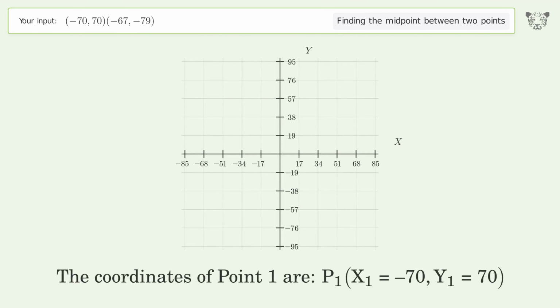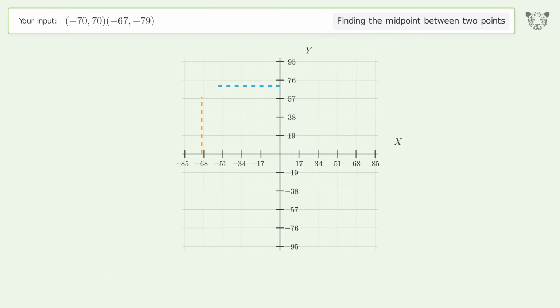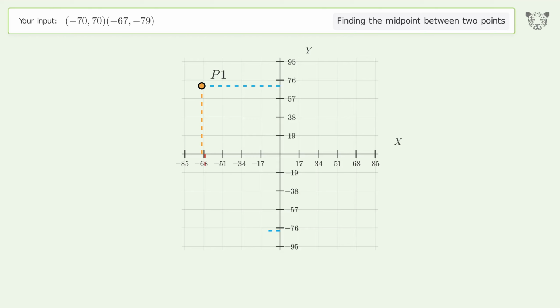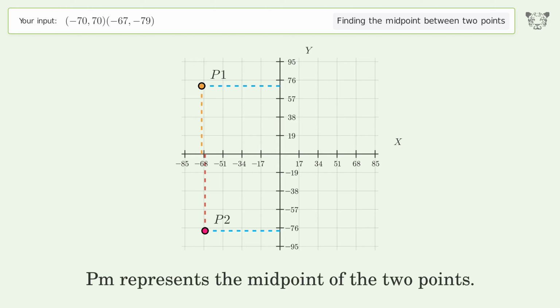The coordinates of point 1 are, x1 equals -70, y1 equals 70. The coordinates of point 2 are, x2 equals -67, y2 equals -79. PM represents the midpoint of the 2 points.